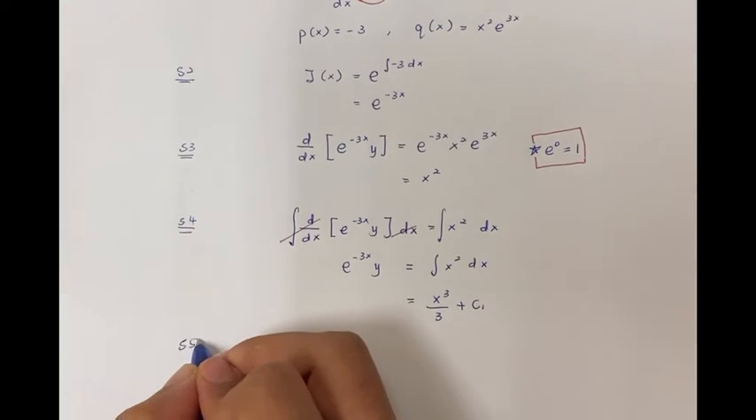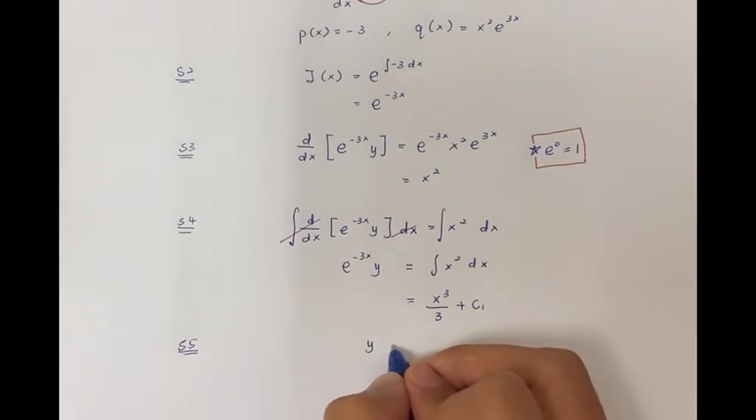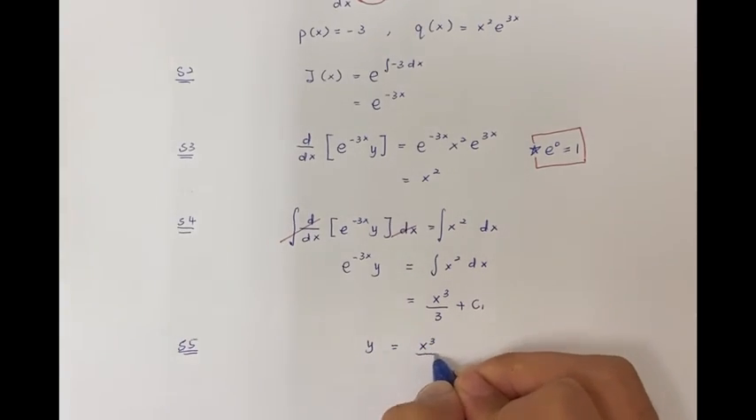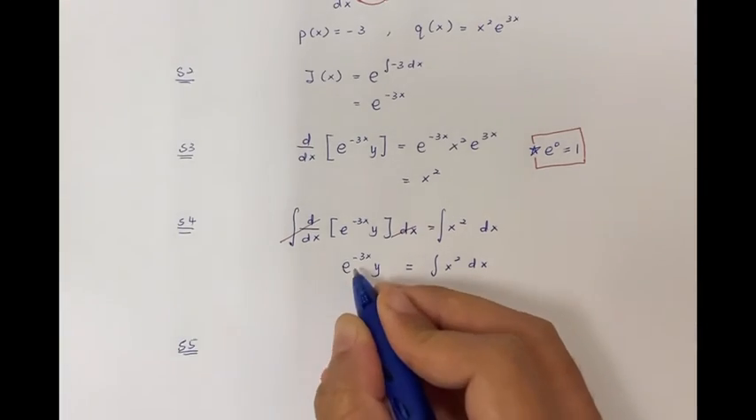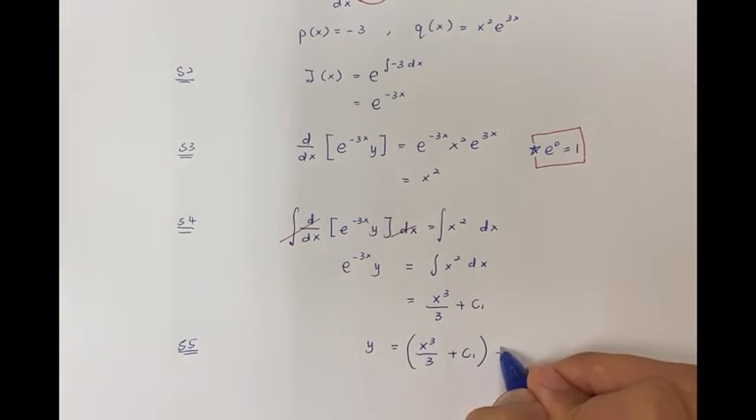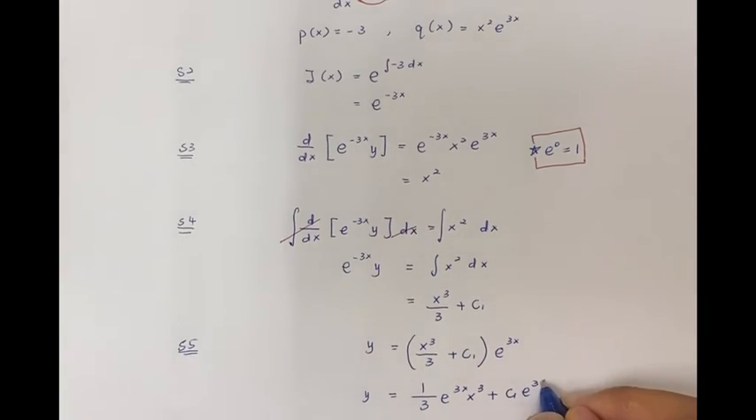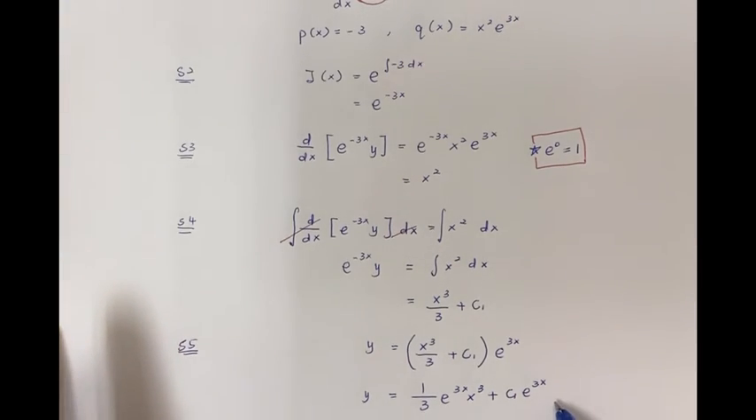For step 5, move your integrating factor to the right hand side. So you have y equal to x cubed over 3 plus C1. Moving your e^(-3x) to the right hand side, it will become e^(3x). So the last answer is y equal to 1 over 3 e^(3x) x cubed plus C1 e^(3x). You are done. Okay, so this is the last answer.